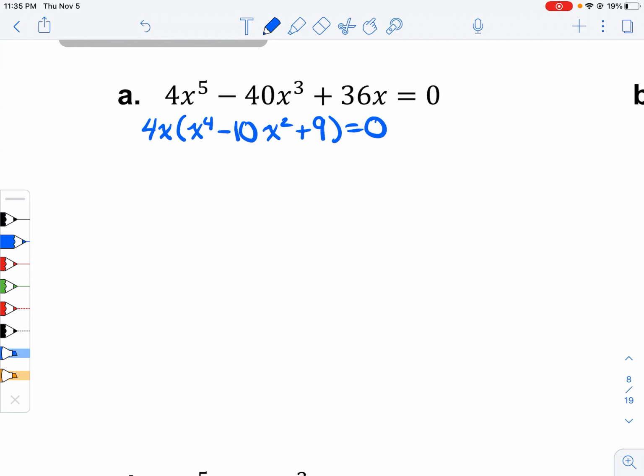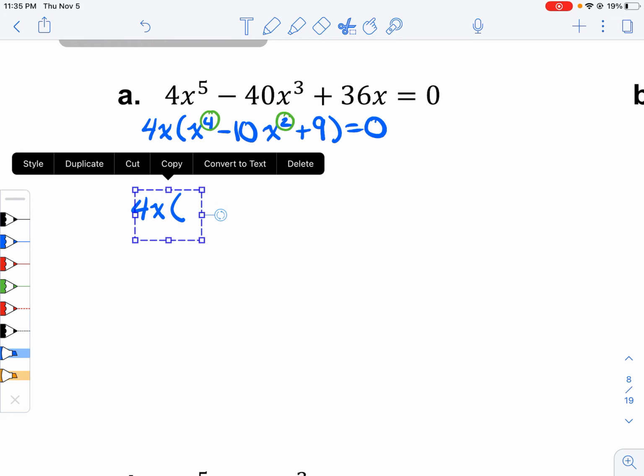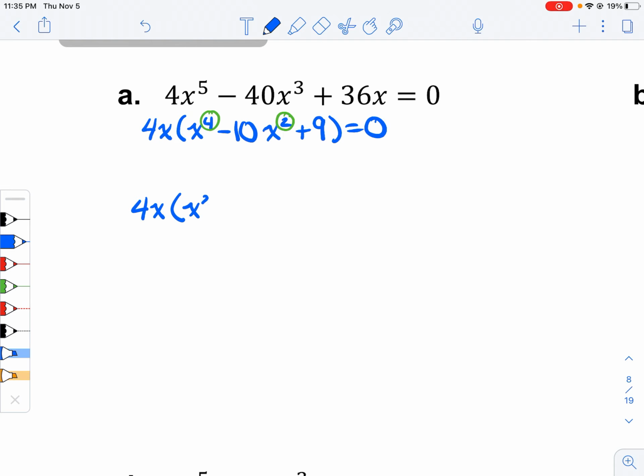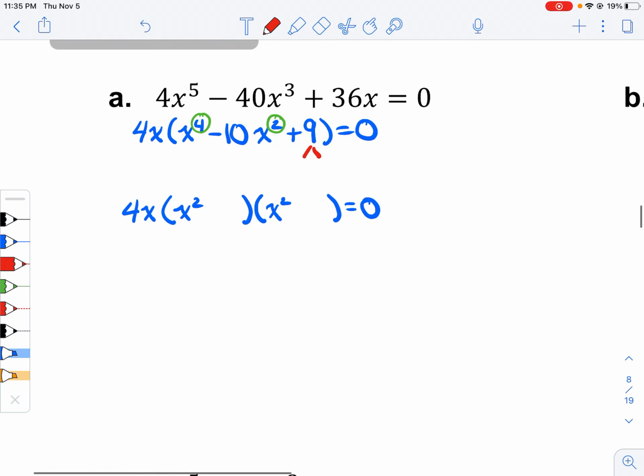And then yesterday we said there was a pattern. If this is a power and then this is half of that power, you can actually use this special little trick where you just say, okay, this is going to be 4x, and then it's going to be times x squared plus or minus a factor, x squared plus or minus a factor. And that factor comes from what multiplies to positive 9 but adds to negative 10. That'd be negative 1 and negative 9. So negative 1 and negative 9.